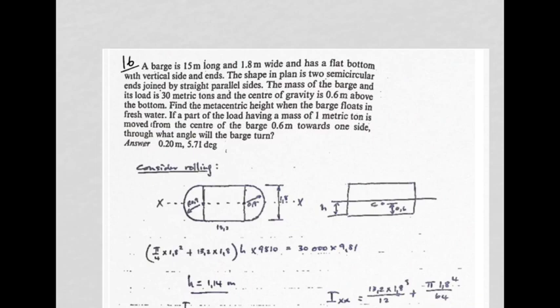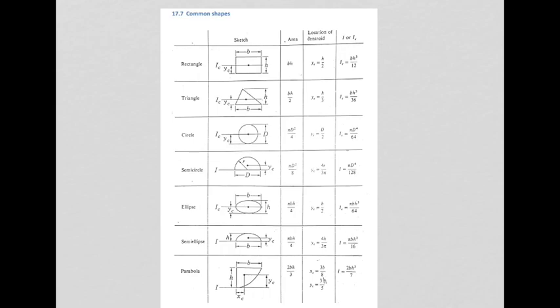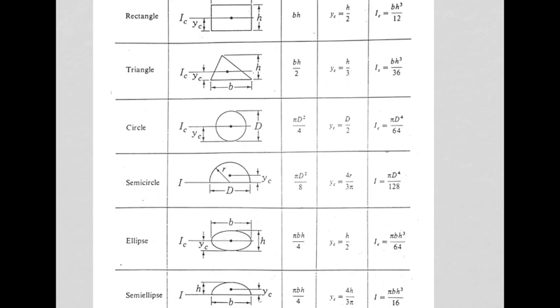Okay, number 16 is very similar to the previous one, except that working out the second moment of area is slightly more complicated because they tell us the barge has 2 semicircular ends. So you can try this one, but let's just give you some tips. When you're working out IXX, you're going to be using B d cubed over 12 for the rectangle, and you're going to have to add to that the second moment of area of a circular shape. I for a circle, pi d to the fourth over 64. I for a semicircle, pi d to the fourth over 128.